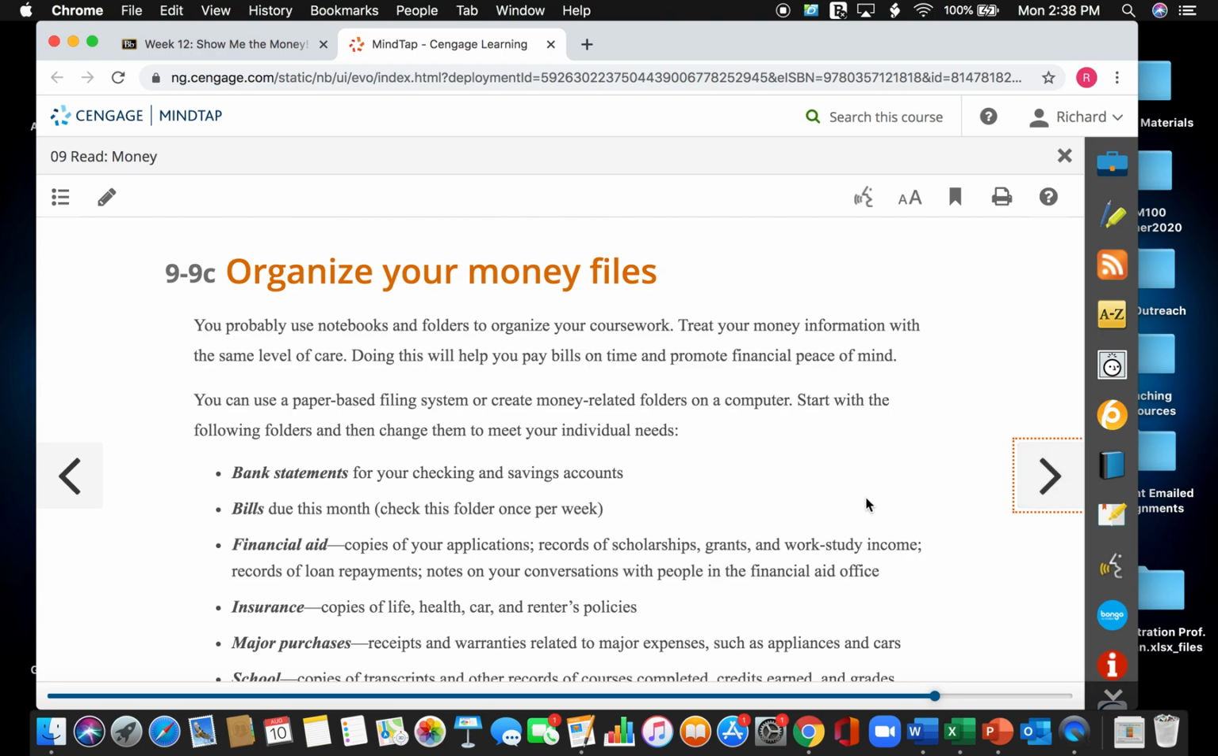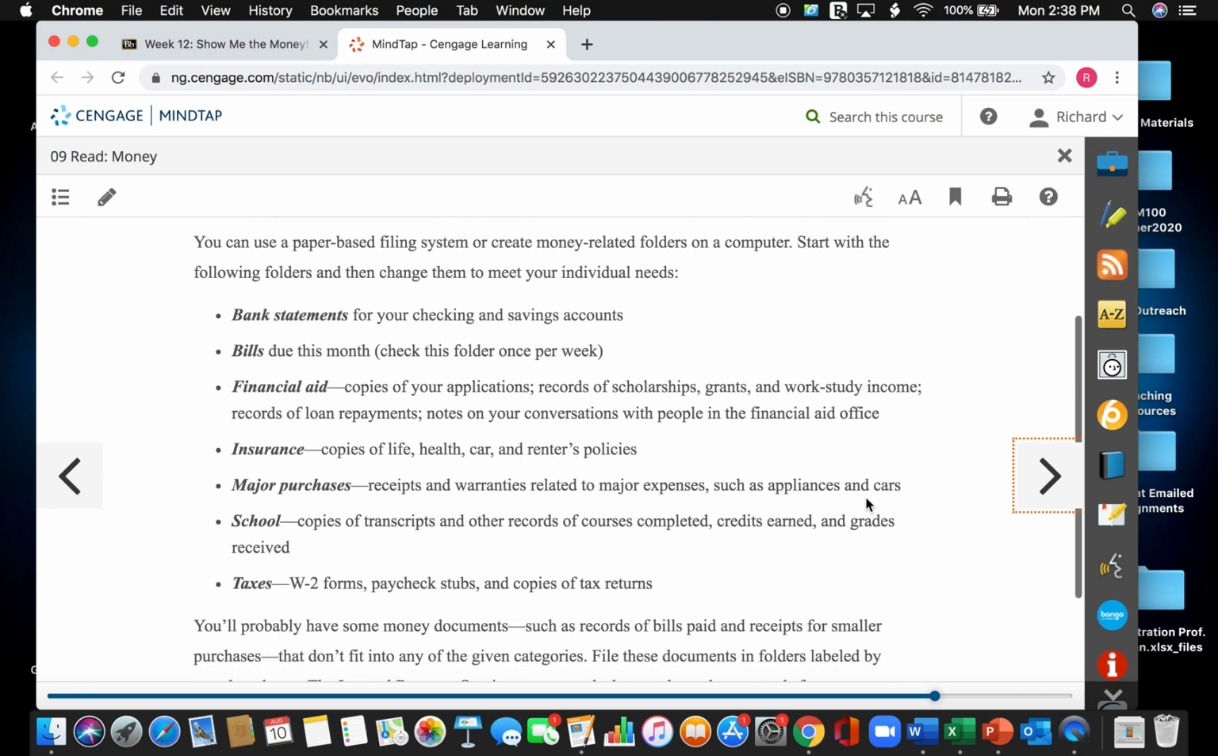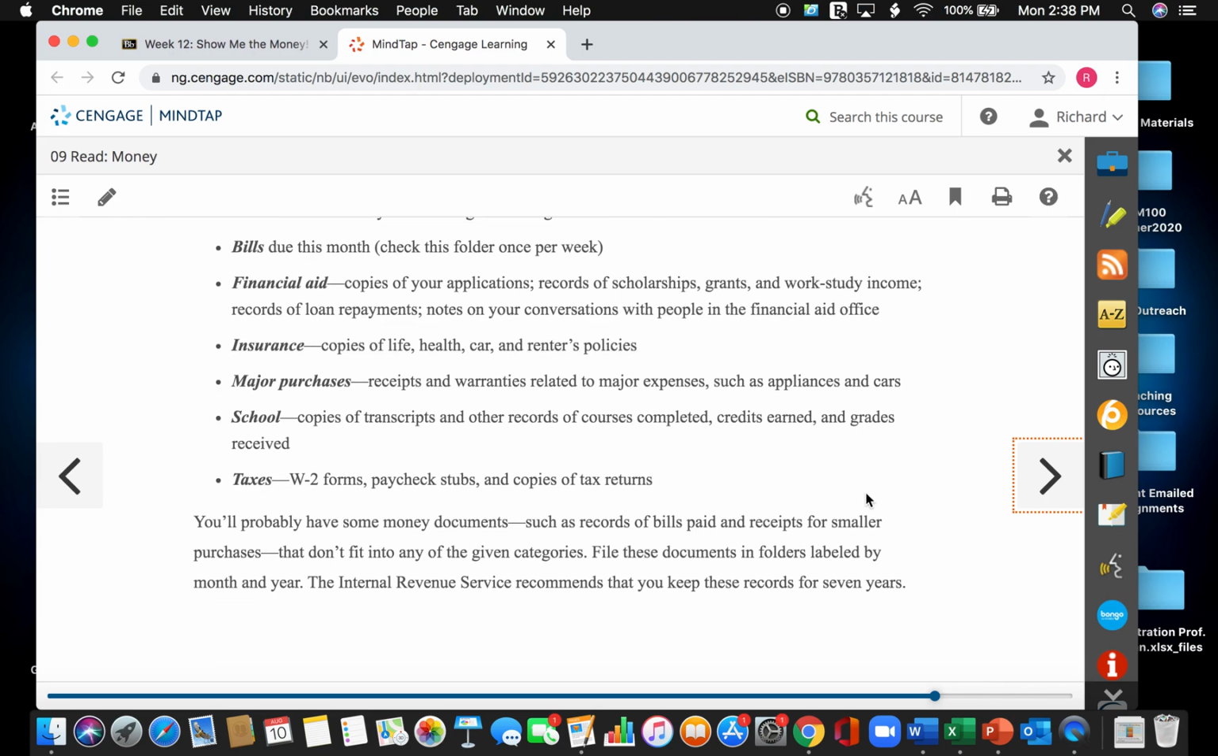You can use a paper-based filing system or create money-related folders on a computer. Start with the following folders and then change them to meet your individual needs. One titled bank statements, another one for bills, another one for financial aid, one for insurance, one for major purchases, one for school, and one for taxes. You'll probably have some money documents, such as records of bills paid and receipts of smaller purchases, that don't fit into any given category. File these documents in folders labeled by month and year. The Internal Revenue Service recommends that you keep these records for 7 years.